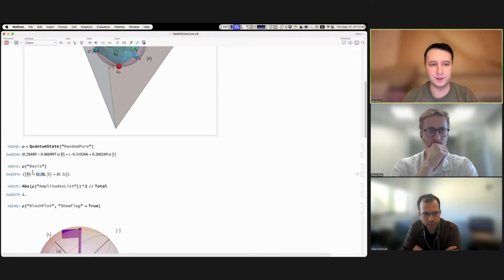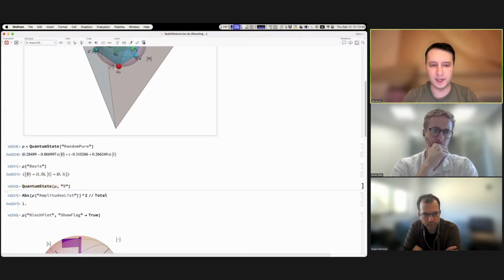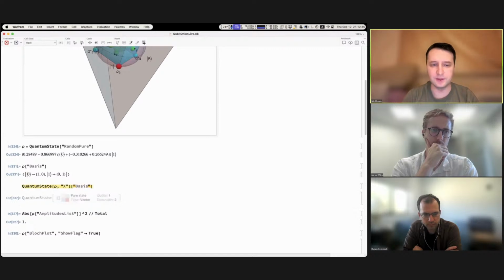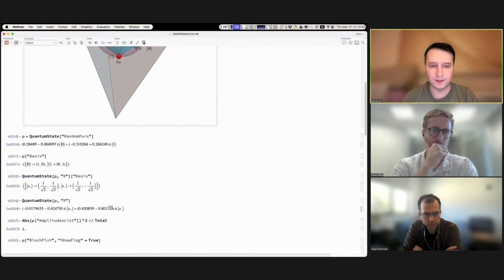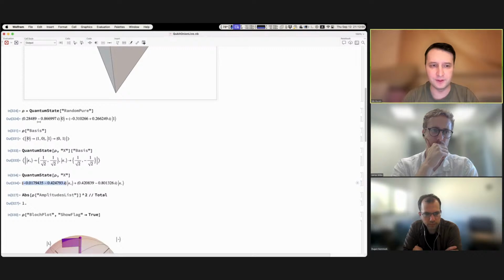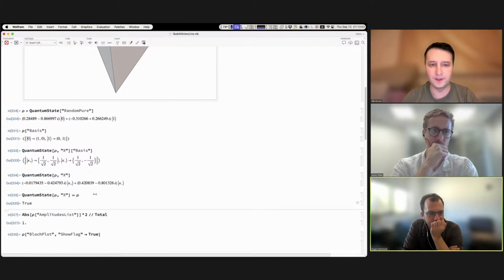If you, for example, take the same state and convert it to a different basis, like the X basis, it has a different representation, and the state in this particular basis looks different. The complex numbers are different from this one, even though it's the same state.